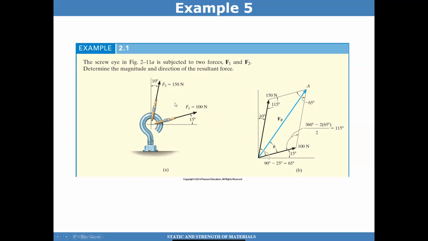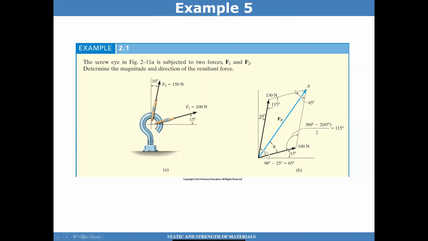I can determine that either by projecting F1 into X and Y, F2 into X and Y, and then adding them up to find R, and then finding the angle in that manner. And that's the way I recommend that you do it over and over and over. Or you can do it graphically, which is another approach to this problem. You can draw a line here, draw a line here, make it parallel to that one, make it parallel to that one, and then just graphically draw a line from here to here, and that's your resultant vector.